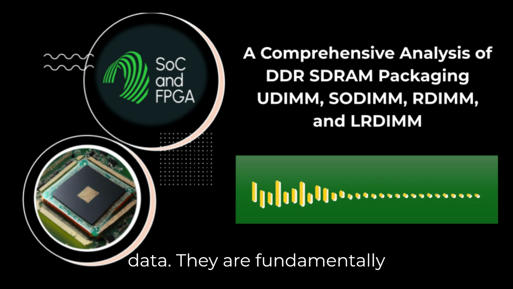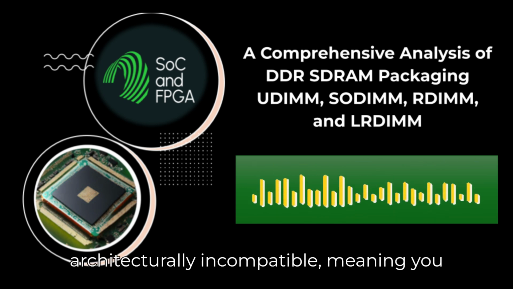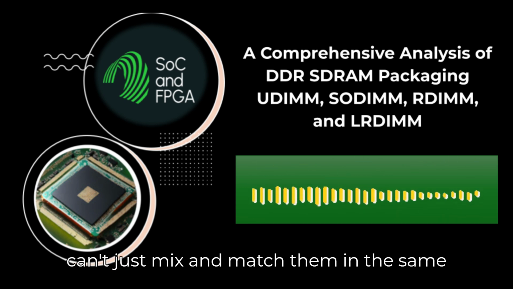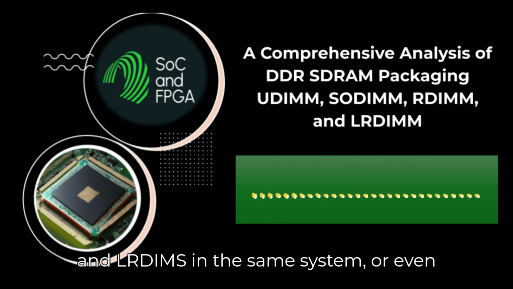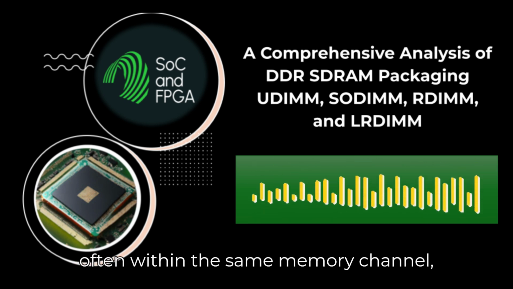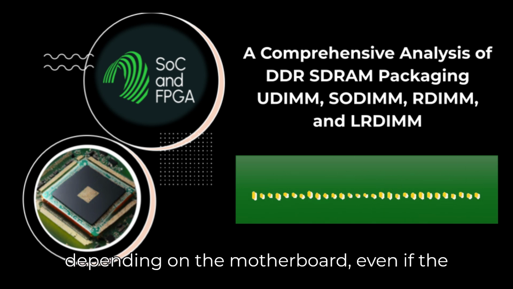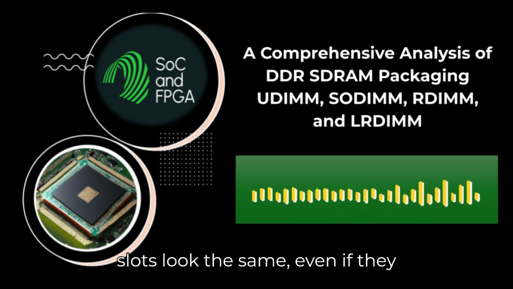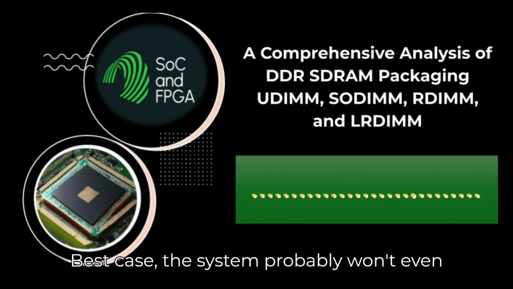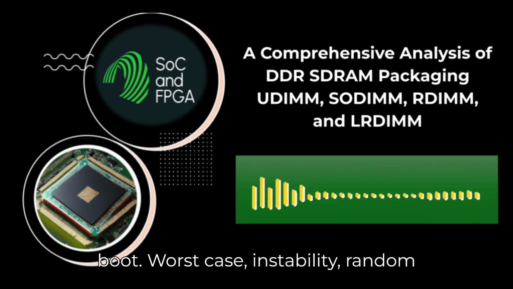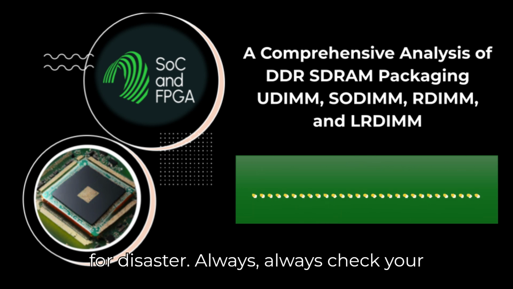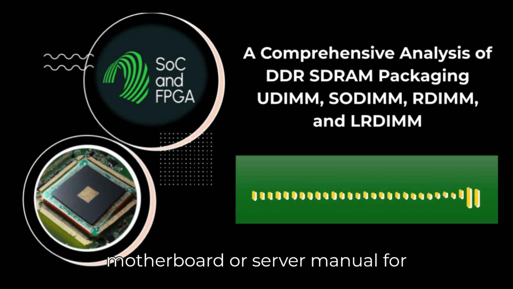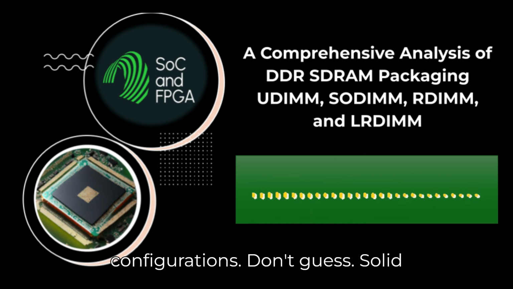They are fundamentally architecturally incompatible. Meaning you can't just mix and match them in the same server. Absolutely not. Never mix RDIMMs and LRDIMMs in the same system, or even often within the same memory channel depending on the motherboard, even if the slots look the same, even if they physically fit. What happens if you do? Best case, the system probably won't even boot. Worst case, instability, random crashes, data corruption. It's a recipe for disaster. Always, always check your motherboard or server manual for supported memory types and configurations.